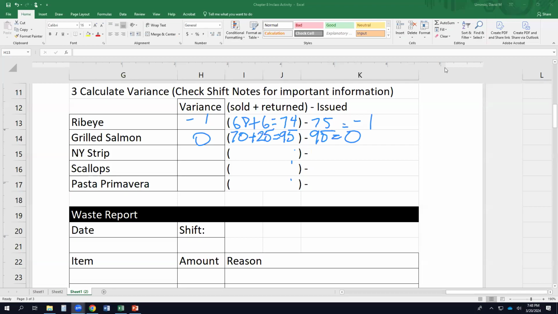All right, so our New York strips, how many did we sell? 85 New York strips. How many were returned? 0, because remember we ran out, so we didn't return any. So that's 85 minus 85. Issue is 0.